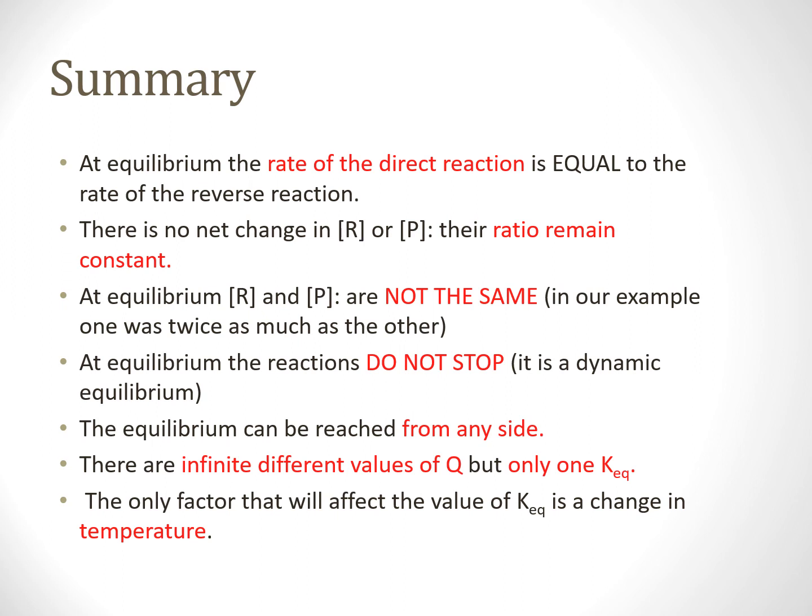Another common misconception: at equilibrium the reaction does not stop. You keep moving the coins, it's just that you are not changing the absolute numbers. So it's a dynamic equilibrium. The equilibrium can be reached from any side. We started with exclusively reactant, or exclusively products, or 50-50, and we always ended up at the same point. There are infinite values of Q, but there is only one value of the equilibrium constant.